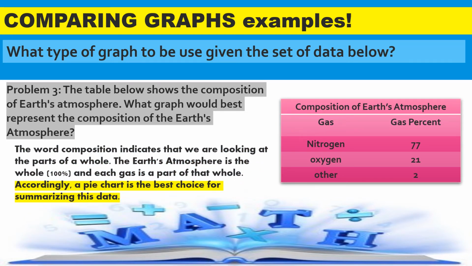So, the word composition indicates that we are looking at the parts of a whole. The Earth's atmosphere is the whole, which is 100%, and each gas is a part of that whole. Accordingly, a pie chart is the best choice for summarizing this data. Next example.